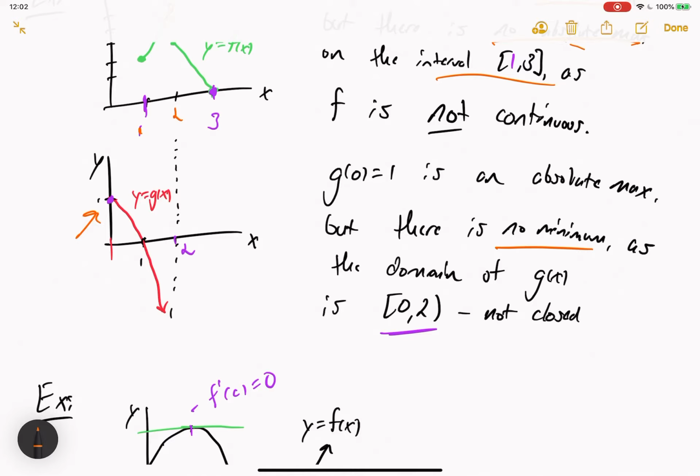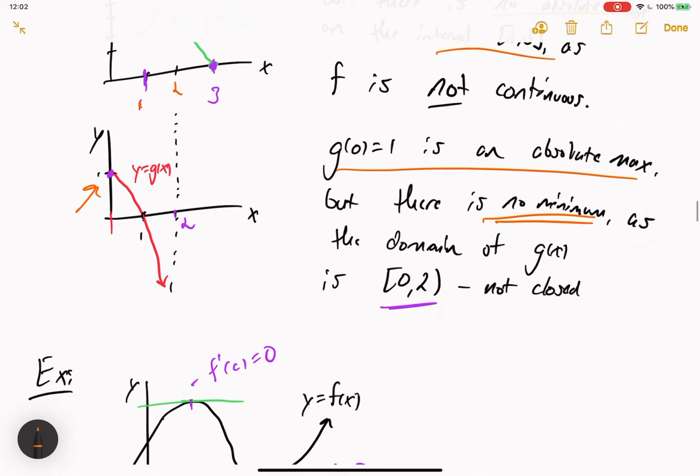We do have an absolute max, but we don't have a minimum, and this is because the domain of g of x, the interval that we're working on, is not closed. So (0, 2) is not closed. If we had [0, 2], then it would be true, but the fact is that it has a vertical asymptote, so it's not going to be true there.